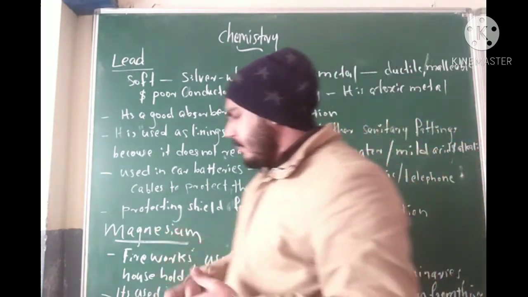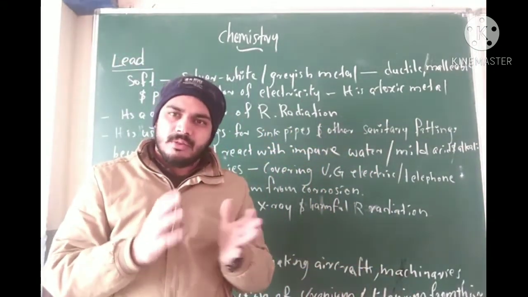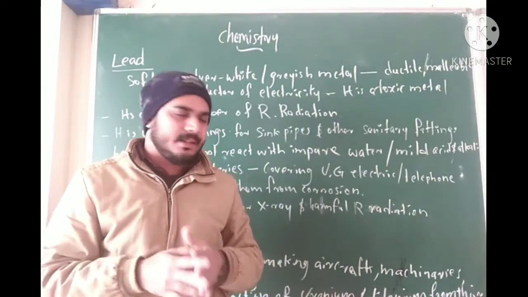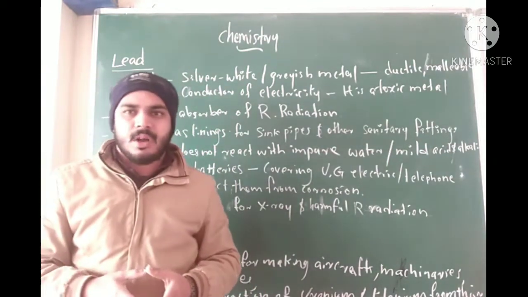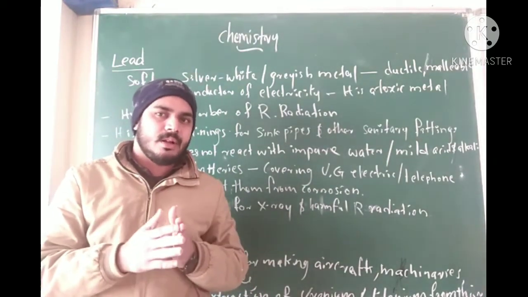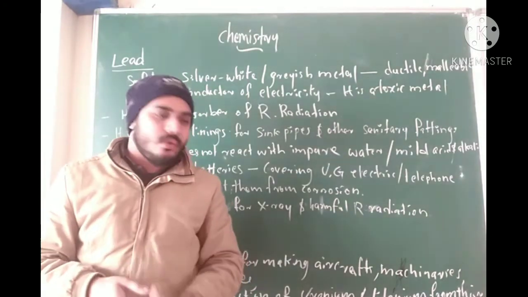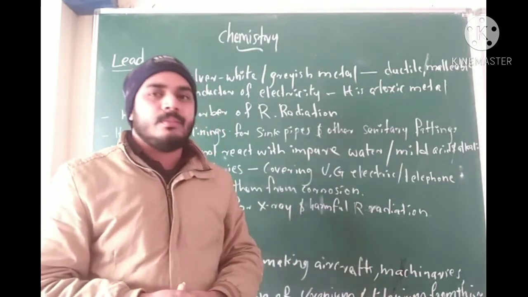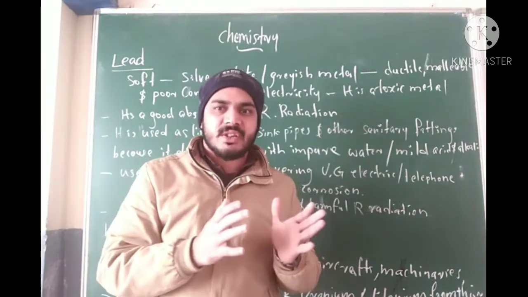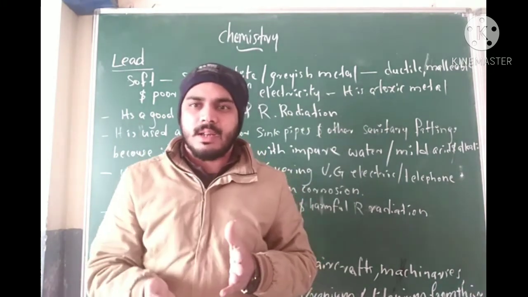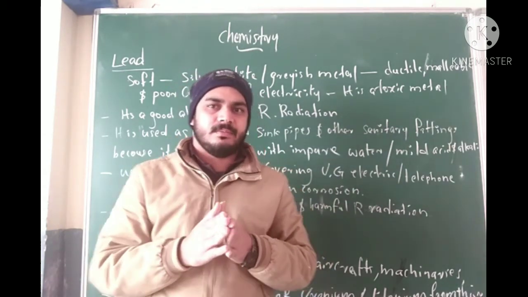Next, magnesium is used for making aircraft parts, some machinery parts and household appliances. Household appliances also use magnesium, which is useful for human beings. And next, it is used in the extraction of uranium and titanium from their salts. It is also a good extractor.